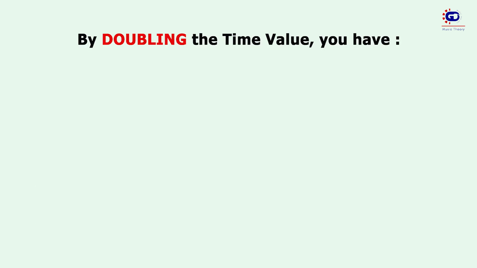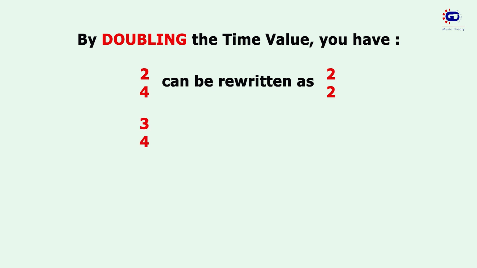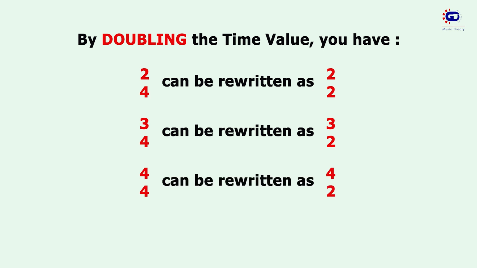To sum it up, let's look at this. When you double the time value of music, let's say for instance you have your 2/4, when you rewrite it, it becomes 2/2 time signature. When you rewrite 3/4, it becomes 3/2. When you rewrite 4/4, it becomes 4/2. When you rewrite 3/8, it becomes 3/4.